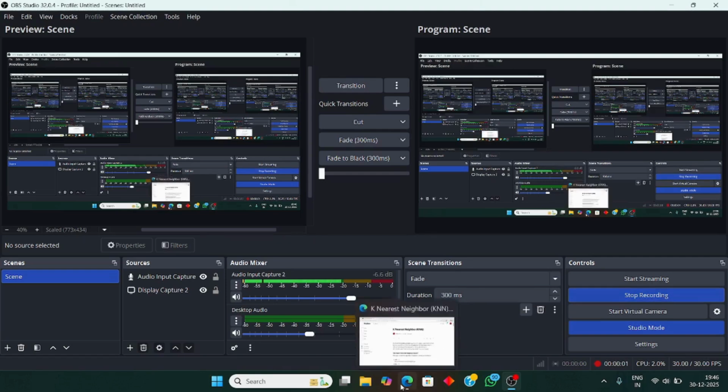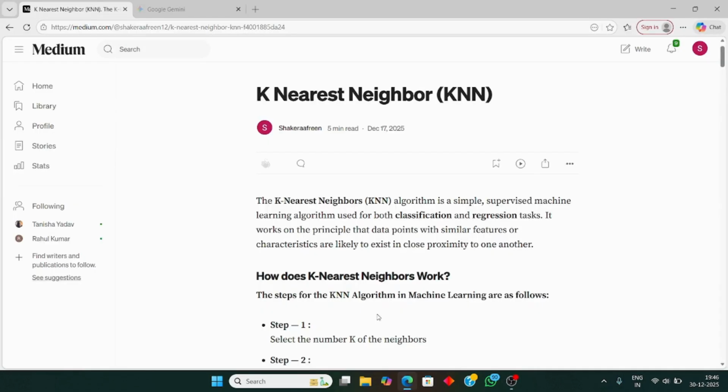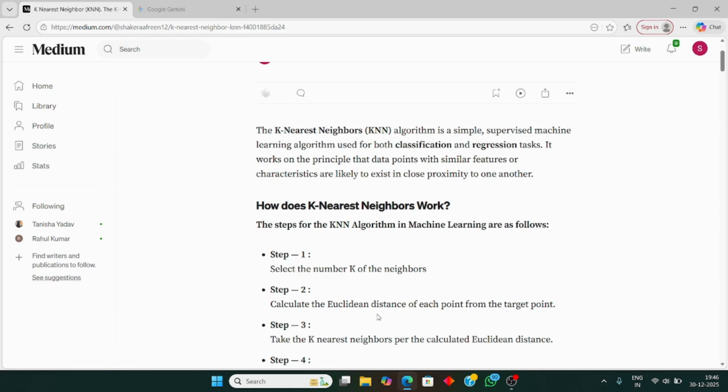Hello everyone. Today our topic is K nearest neighbor, that is KNN. So what do you mean by KNN? It is a simple supervised mechanism that is used for both classification and regression. In classification, we get the outputs in a yes/no format.